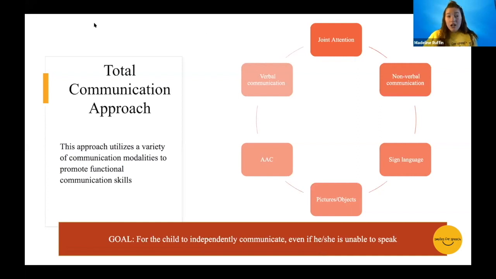In my talk, I'm going to speak specifically to sign language and pictures and objects, and then after me, Amanda is going to speak a little bit more about those AAC pieces. Our goal when using a total communication approach is for the child to independently communicate with us and with others, even if he or she is unable to speak at the moment.